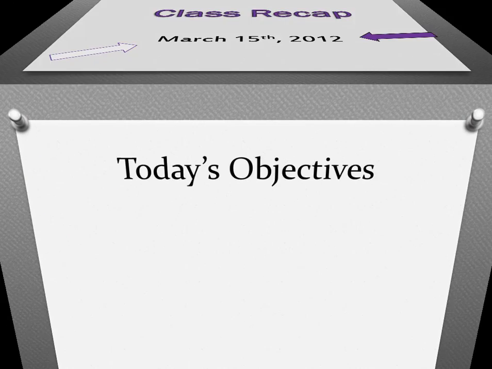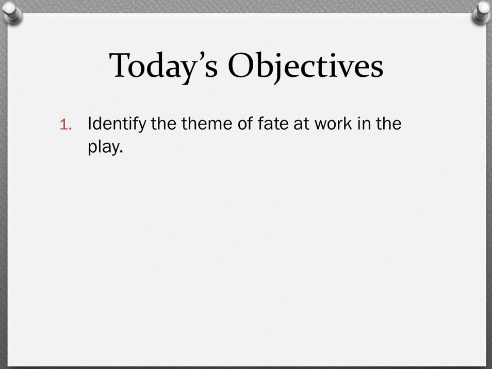Our objectives today are, one, to identify the theme of fate at work in the play, because you remember from the very beginning, right from the prologue, the chorus told us that these are star-crossed lovers, and we saw that element of fate right from the beginning. And now we see that attack against fate, or antagonism with fate, come to fruition, or come into being, now in this act.